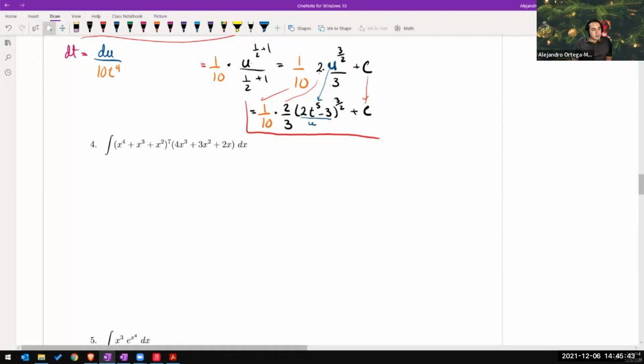Okay. All right. So for this one, it looks like you have a lot of terms, but there is something that basically catches my eye. And that is the fact that I am raising all of this to the 7th power. So I see a power, then it's a good sign that I do have an inside function. So in this case, the inside function is the x to the 4th plus x cubed plus x squared. Again, because that's what you were raising to the 7th power.